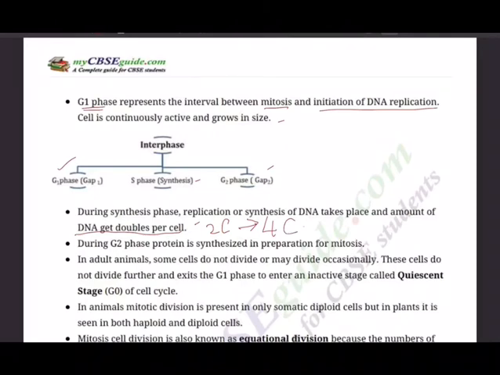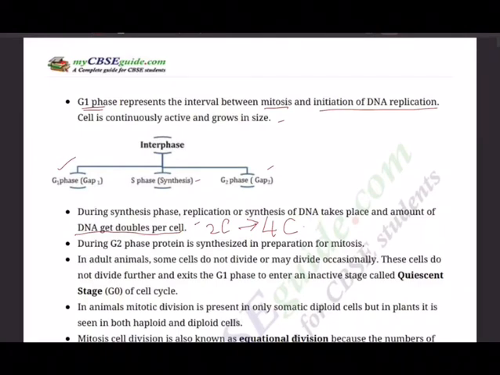However, there is no increase in the chromosome number. Of course, the chromosome number cannot be disturbed because the organism or the cell loses its identity. In animal cells, during this S phase, DNA replication begins in the nucleus and the centriole duplicates in the cytoplasm. So these are the various things that take place in S phase.